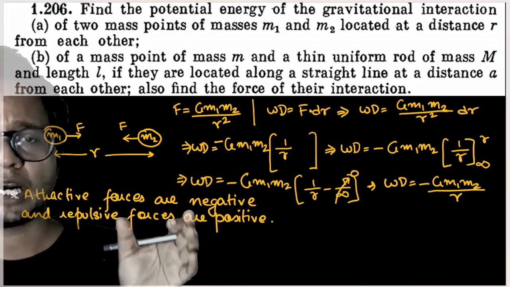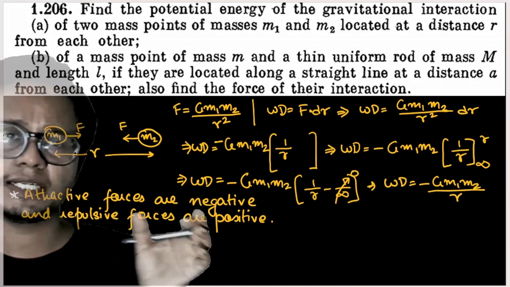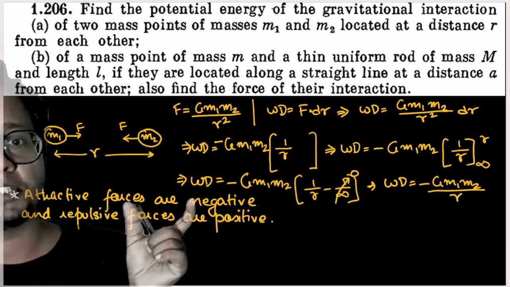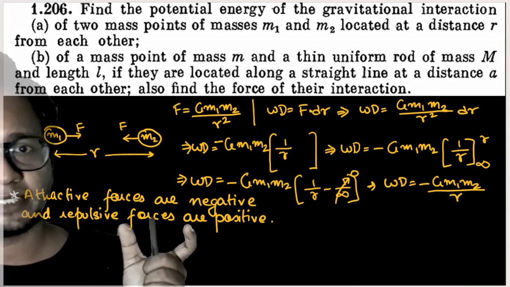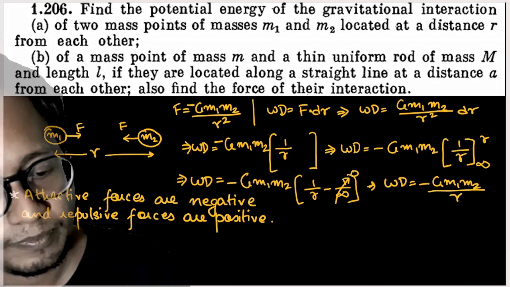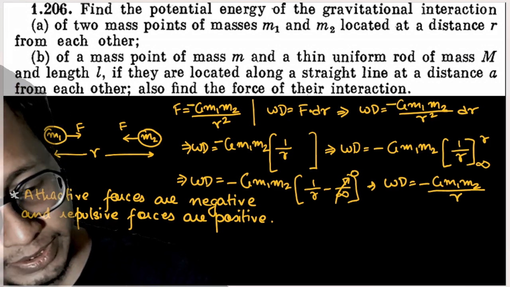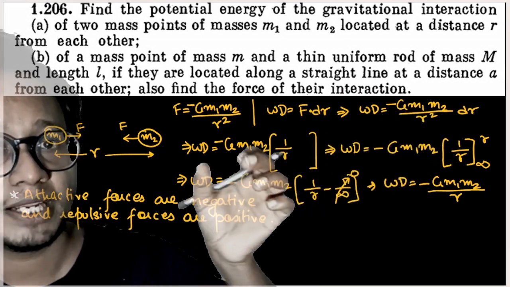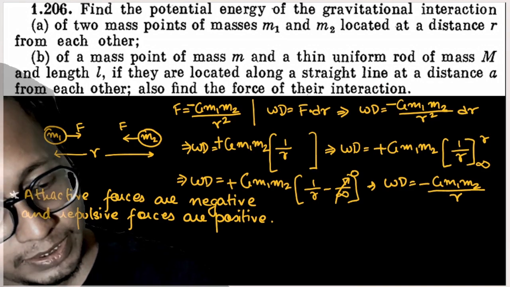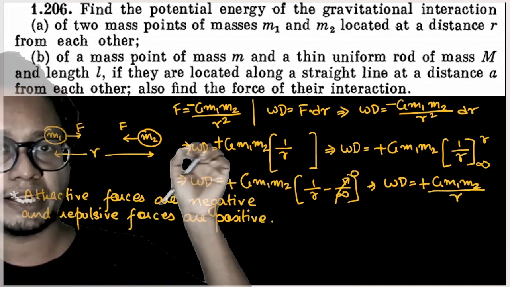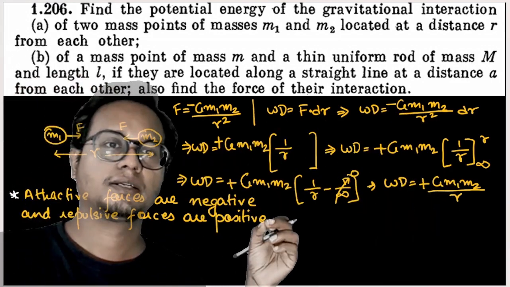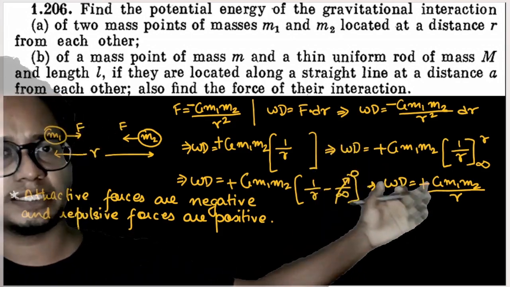So what is the logic behind this sentence? First we'll solve the equation again using this sentence, and then I'll give you the logic behind it. Let's take this sentence as true. Gravitational force is always attractive in nature, so here I'll put a minus. This minus multiplied by the minus from the integration becomes plus. So the work done in bringing a mass from infinity to this point is plus G m1 m2 by r.